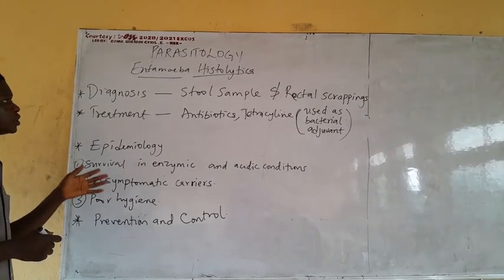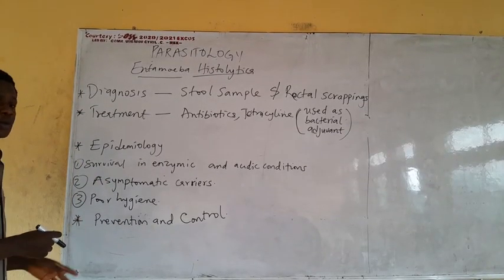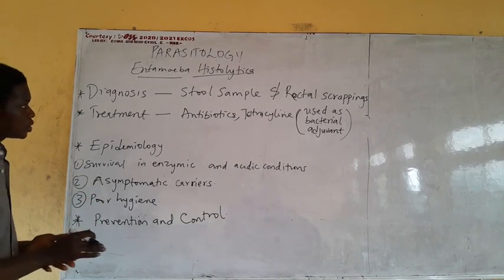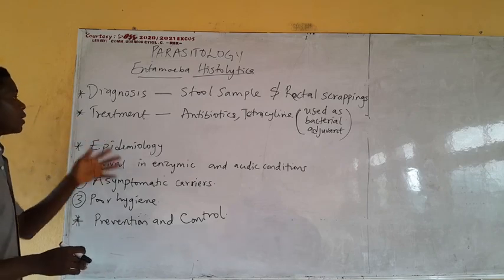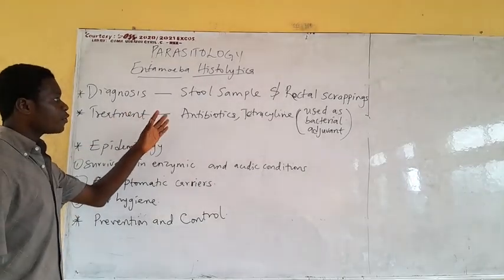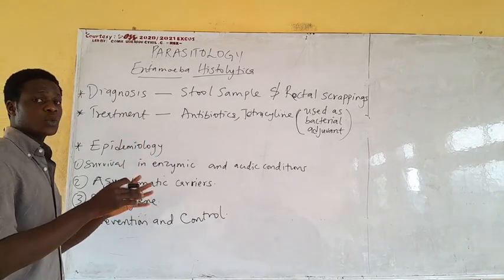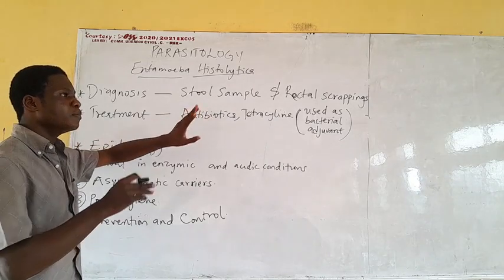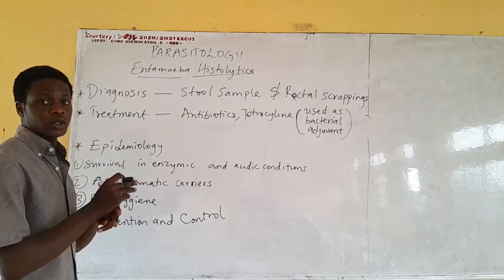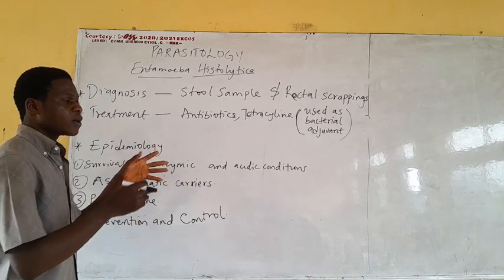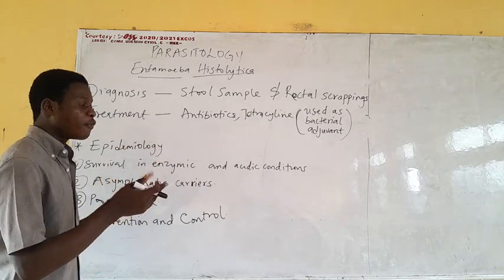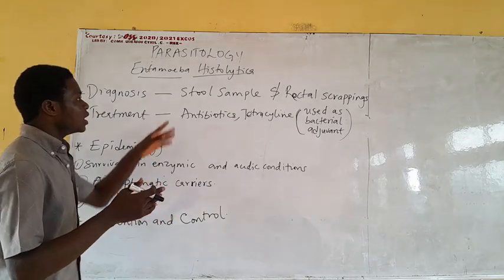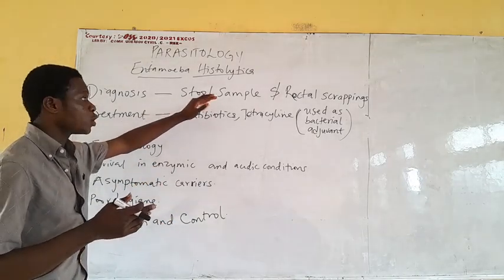So, discussion on diagnosis, treatment, epidemiology, and prevention and control of amoebiasis caused by Entamoeba histolytica. Coming to the diagnosis of amoebiasis, the infective stage, known as the quadrinucleate cyst, can be found in the stool sample, so it can be diagnosed using the stool sample method. In this method, you view a semi-formed or fully formed feces through the microscope for the Entamoeba histolytica cyst, known as the quadrinucleate cyst.